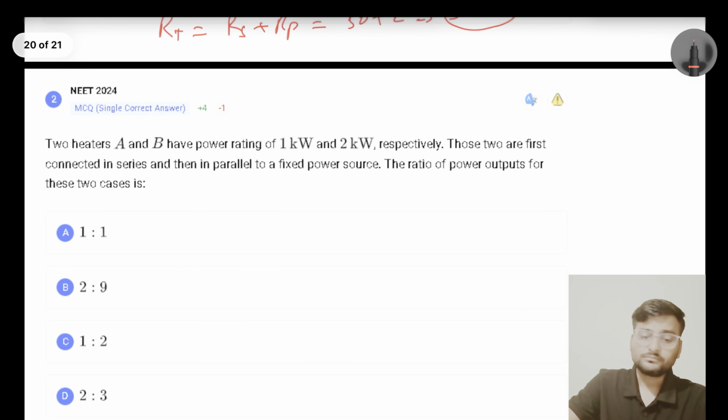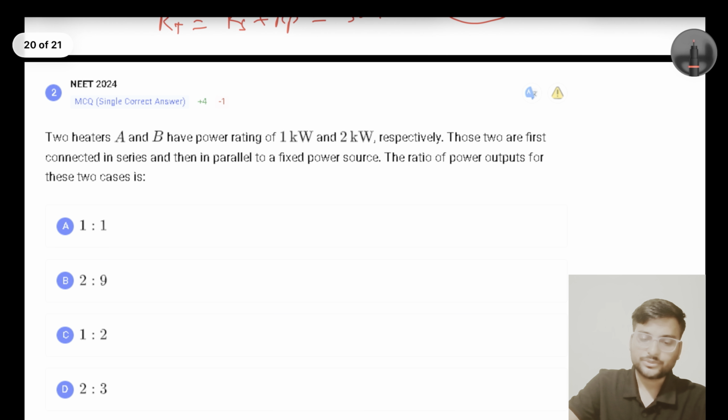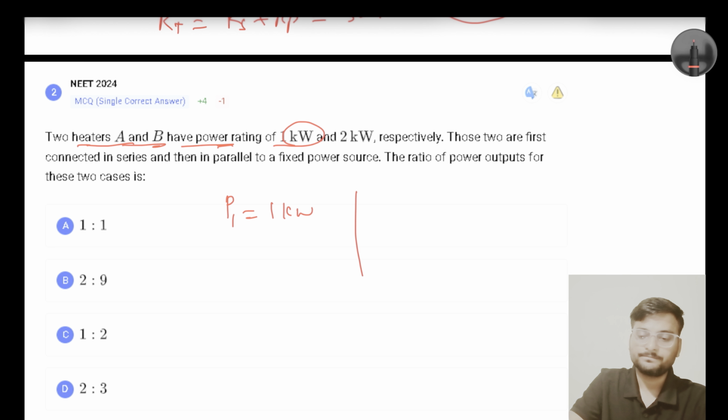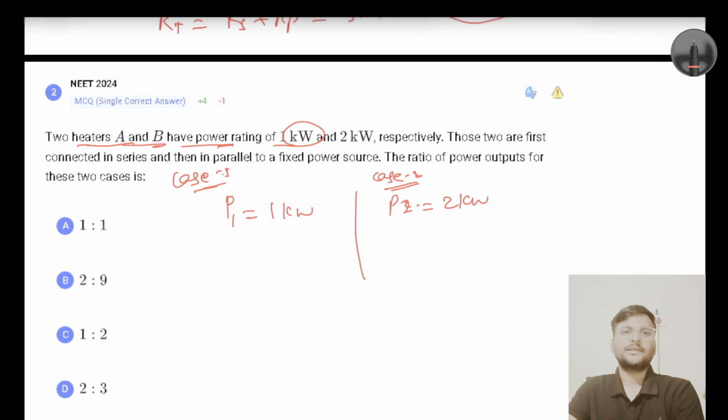Now we are talking about, I think, the last question of the day. So in this question we can say that two heaters A and B of power rating are given to you. So here also we will make two cases: P1 equal to 1 kilowatt and P2 equal to how much, child, that is 2 kilowatt. This is case 1. Through case 1 and case 2, you easily get the data, very quickly you get the data, and then very fast we are able to solve the problem.